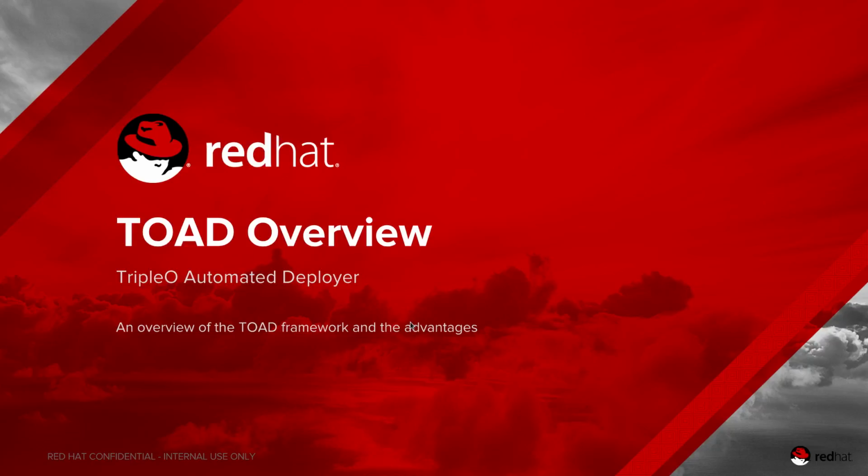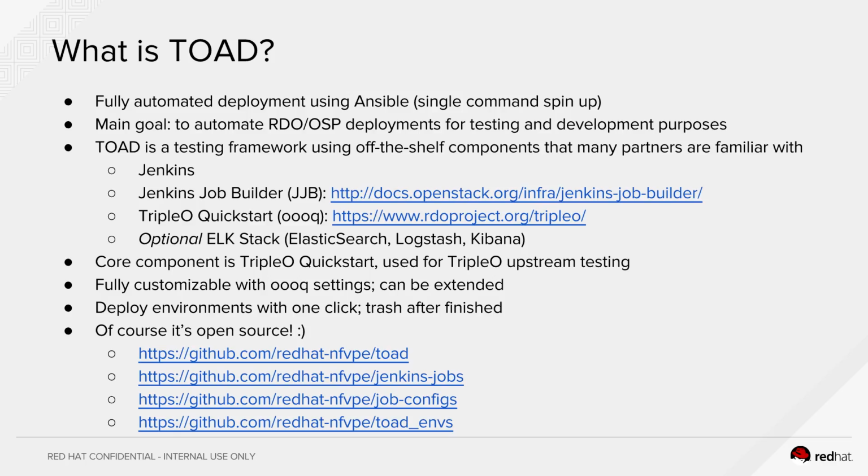So today I wanted to give you a quick overview of Toad, the TripleO Automated Deployer. Toad is a fully automated deployment using Ansible, and it attempts to get as close to single command spin up as possible. The main goal is to automate RDO and OSP deployments for testing and development purposes.